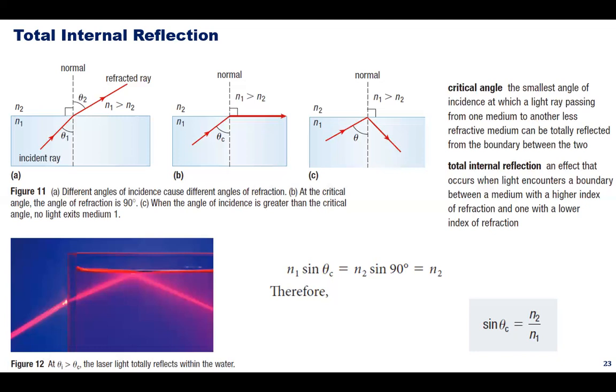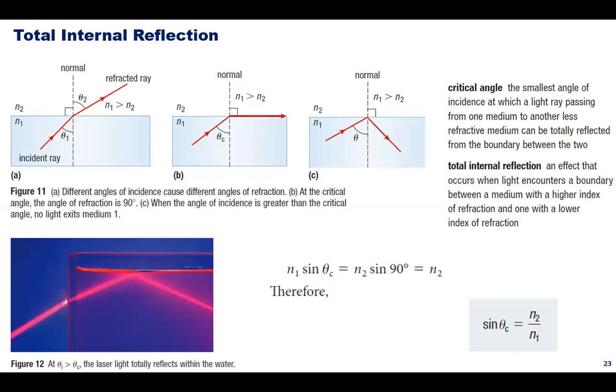Here, figure 12, which is shown on the bottom left, is an example of total internal reflection. Here, light from a laser enters the side of a tank of water and travels through it. At the air-water boundary, the angle of incidence exceeds the critical angle, so there is no refracted ray. The ray is reflected as though it had hit the surface of a mirror. The incident and reflected rays obey the law of reflection, where theta i equals theta r.